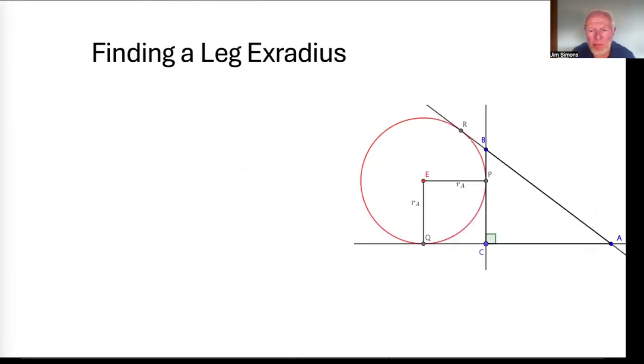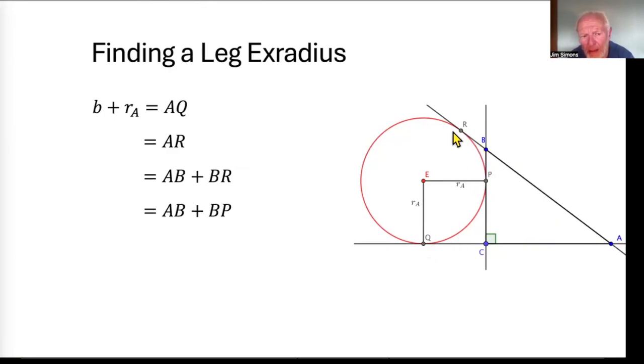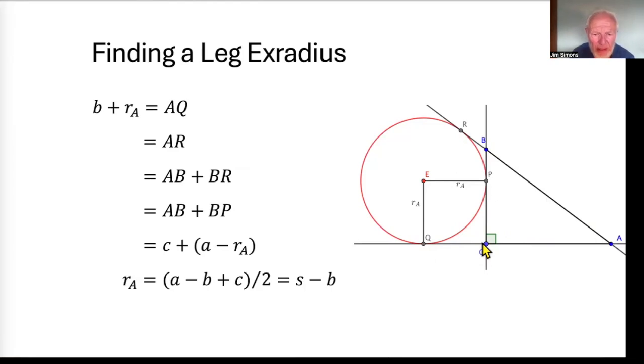And finally, for a leg radius, it's a little bit more complicated actually somehow. So let's look at AQ. It's equal to B plus RA. Here's our little square. B plus AR is AQ, which is AR, which is AB plus BR, which is AB plus BP, which is C plus A minus RA. And again, shake all that down, you get that. So that's that. So we've proved it geometrically.